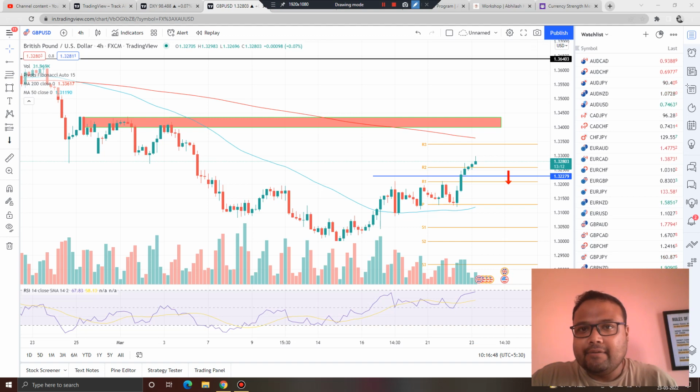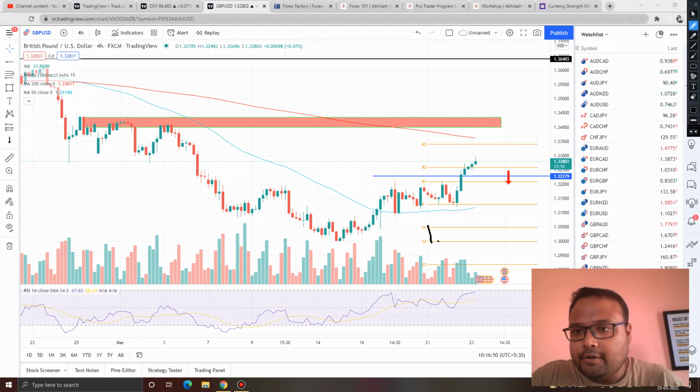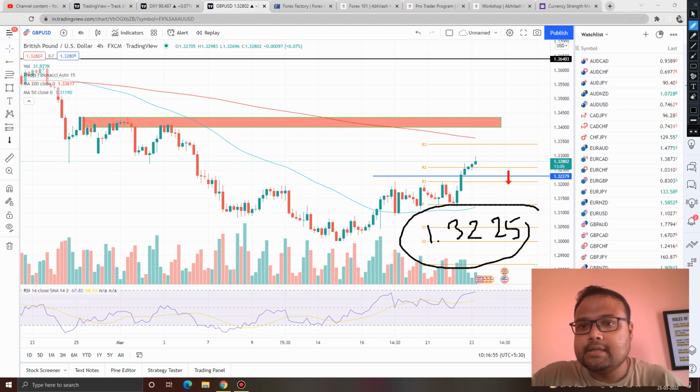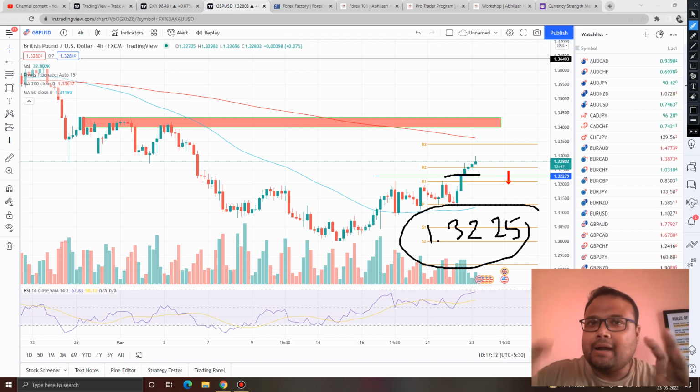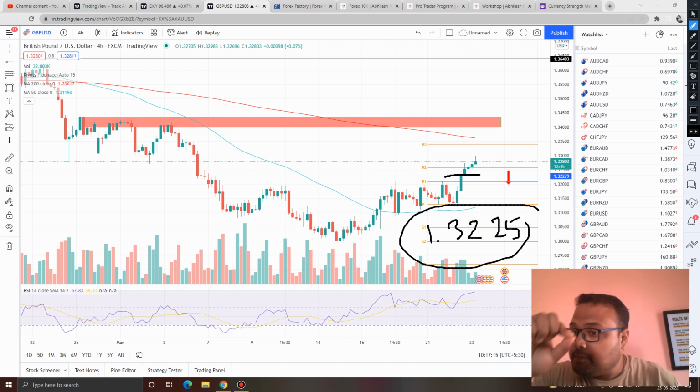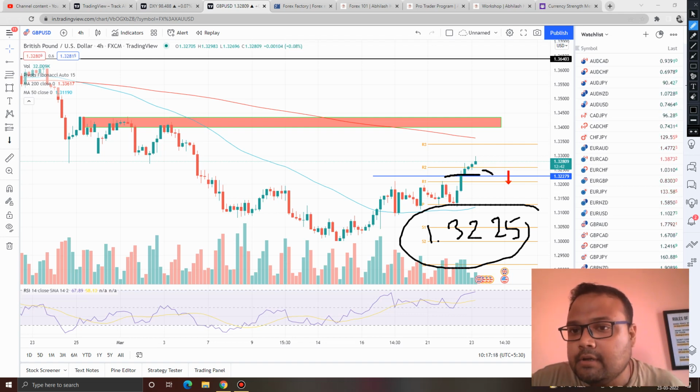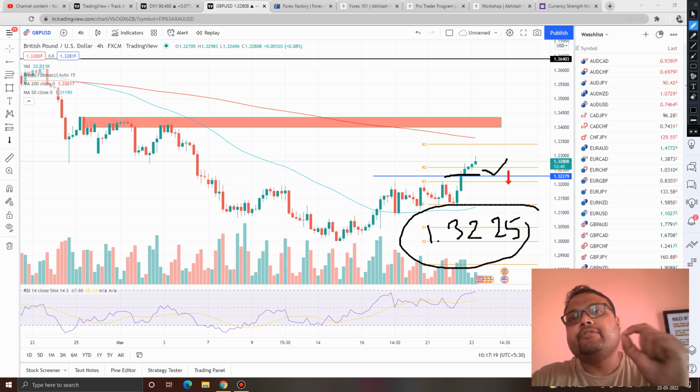Anyways, you can see that I have also drawn one more level here, 1.3225. This is a very important level, because considering the present up move in the market, if the market comes down for some retracement, then this level can be very important. So if the market comes down to this level, and you see the market taking support around it and bouncing from here, then you can consider it a retracement level and go for a buy.